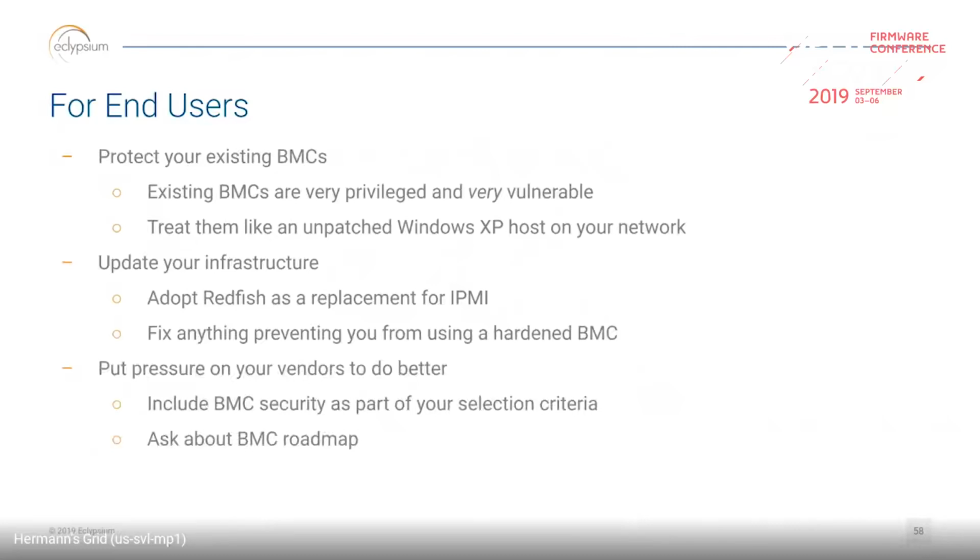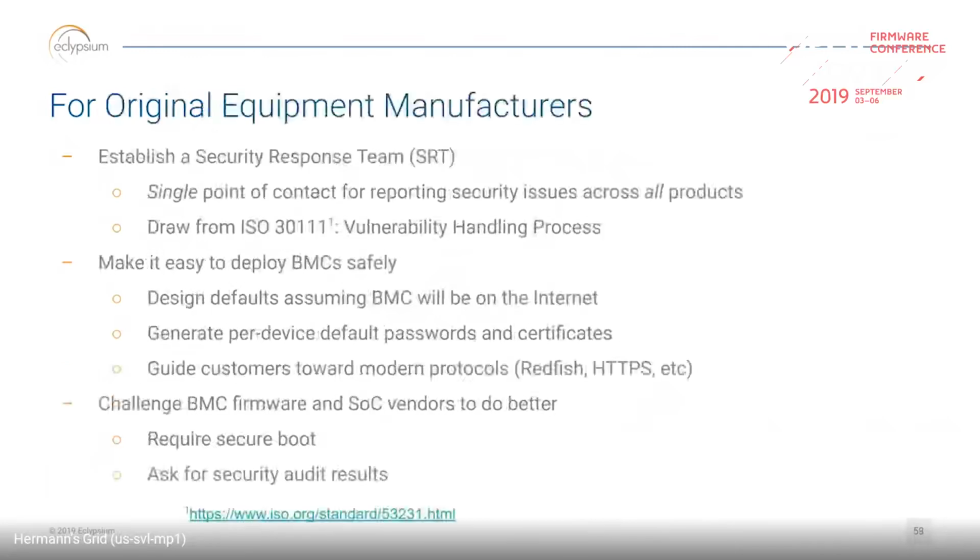Whatever's holding you back from actually hardening your BMCs and limiting access to them, go through and start figuring out those policies and understand what you need to actually start locking these things down. Put pressure on your vendors. Vendors look to the customers to figure out what they need to do. The vendors are not going to add security unless you actually ask for it, or you file a vulnerability disclosure with them. Ask about the roadmap, right? See what they're actually doing in terms of security on the roadmap.